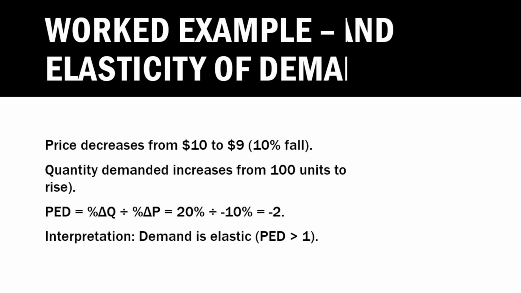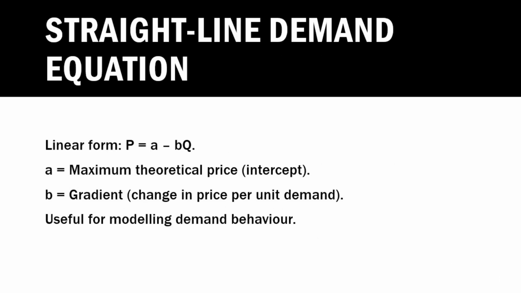Straight line demand equation. We can also model demand using an equation. Price equals A minus B times quantity. Here, A is the maximum price when demand is 0, and B is how much price drops per extra unit sold. This makes demand predictable.